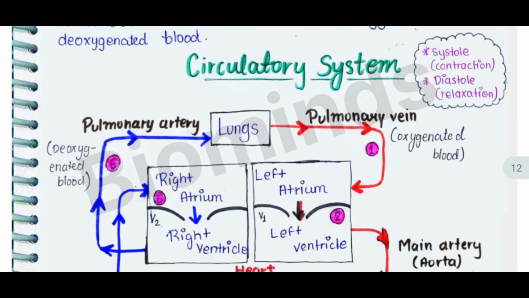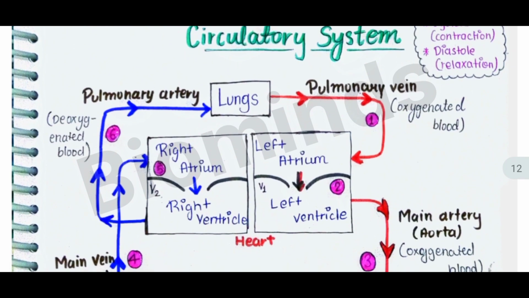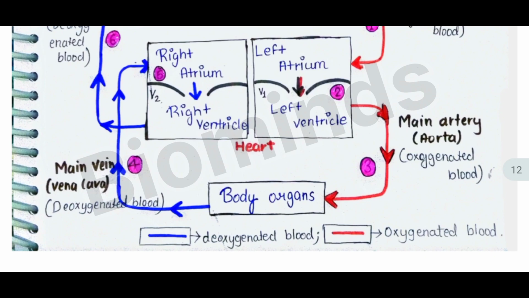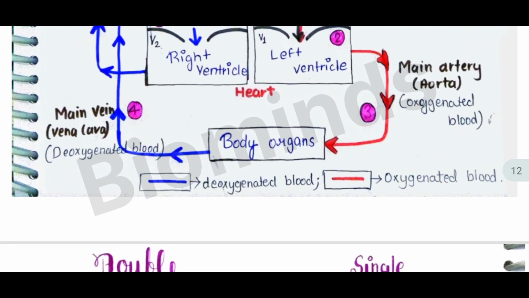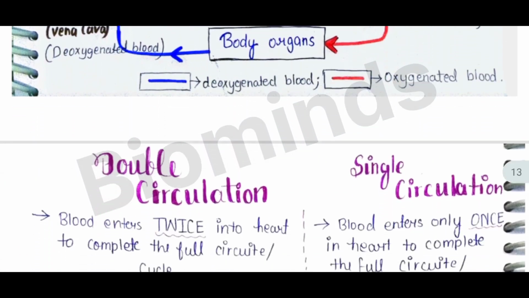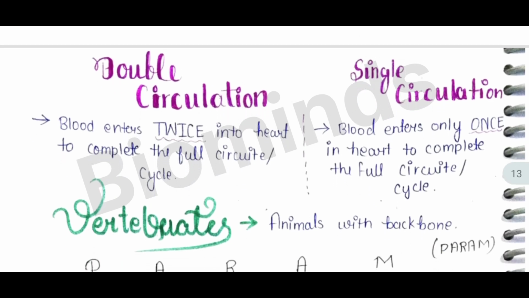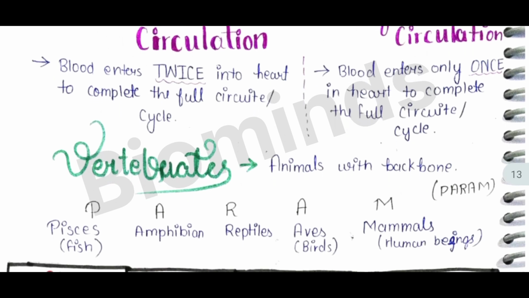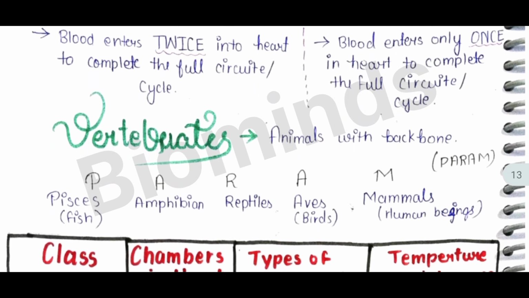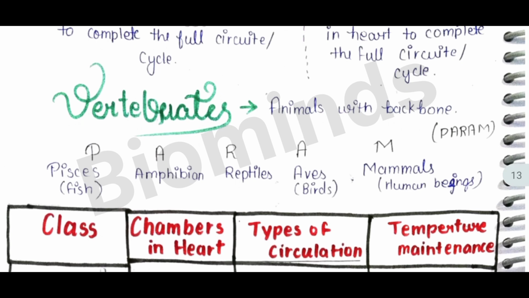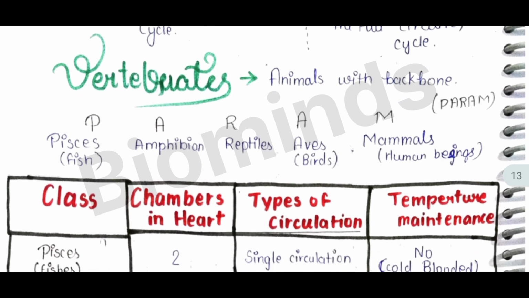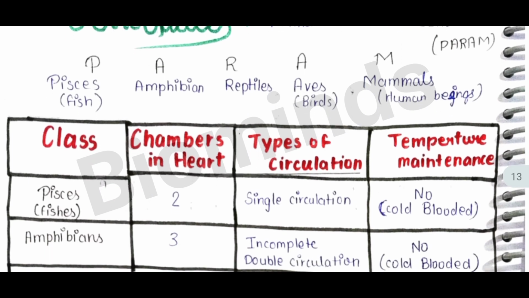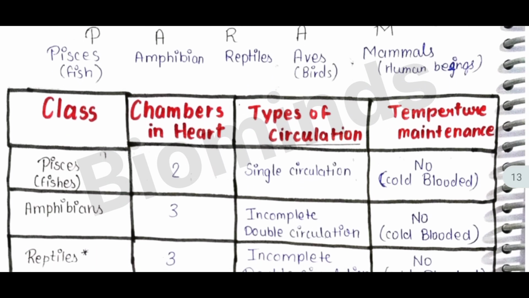Double circulation and single circulation are the two forms. In double circulation, blood enters the heart twice to complete the full cycle. In single circulation, blood enters the heart only once to complete the full cycle. Vertebrates are animals having a backbone. They include fishes, amphibians, reptiles, aves and mammals. Fishes have a two-chambered heart with single circulation and are cold-blooded.